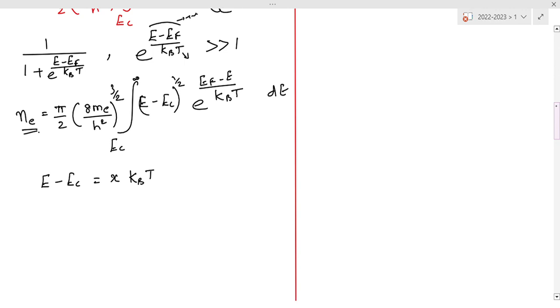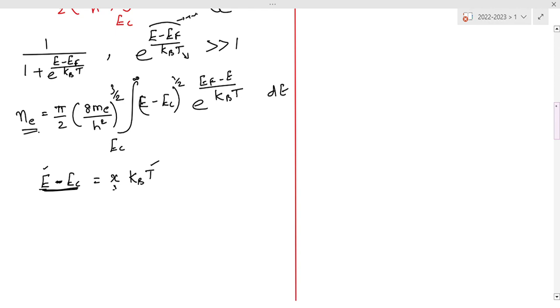Some amount of energy will be there. Based on the difference between E and EC, the value of x will be changing. That is, if there is a change in temperature, then surely there will be a change in the electron occupancy in the conduction band. Based on the difference of E minus EC, the value of x will be changing. Therefore, we are going to find E minus EC as x kBT.